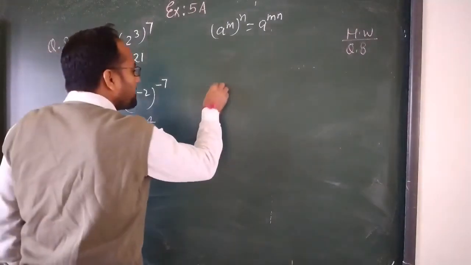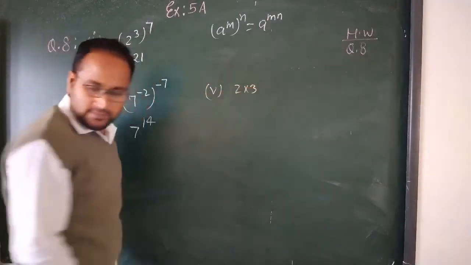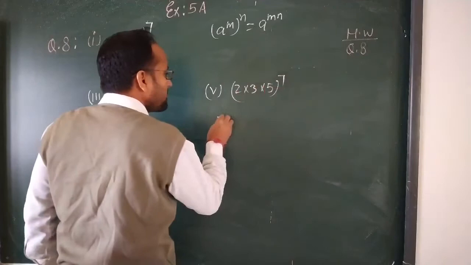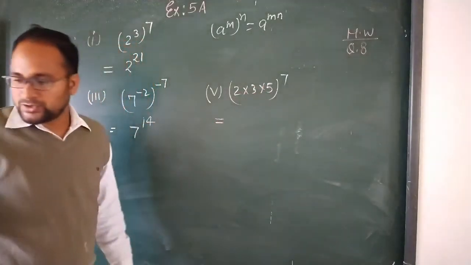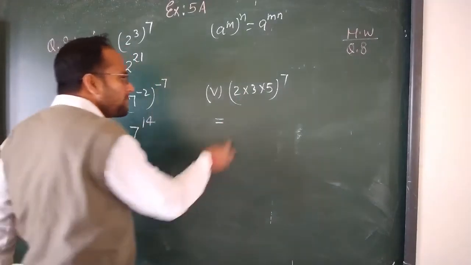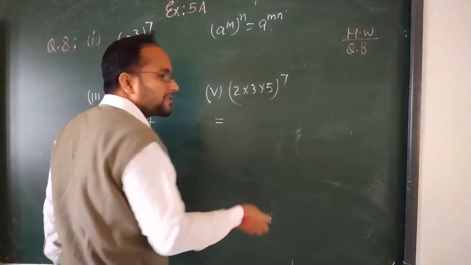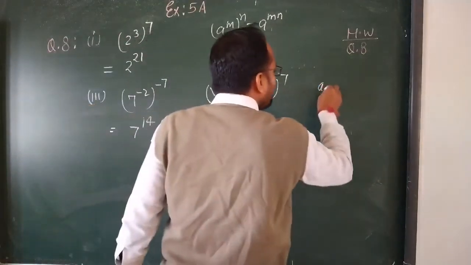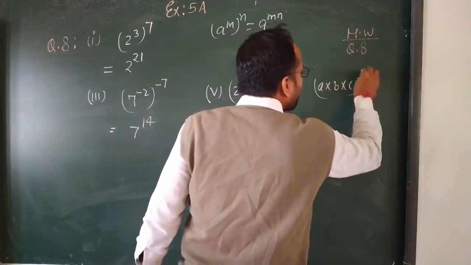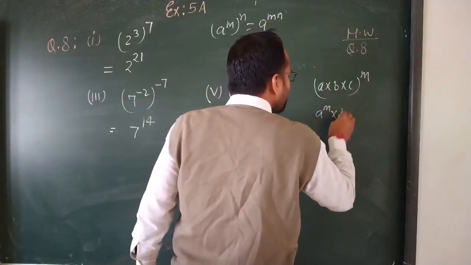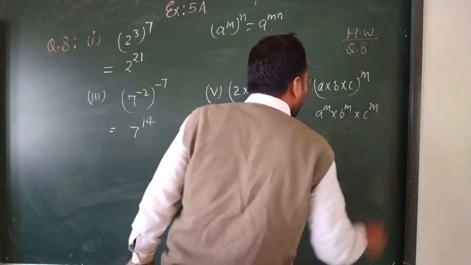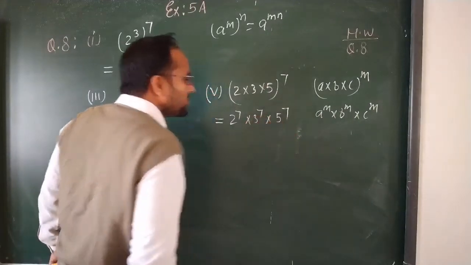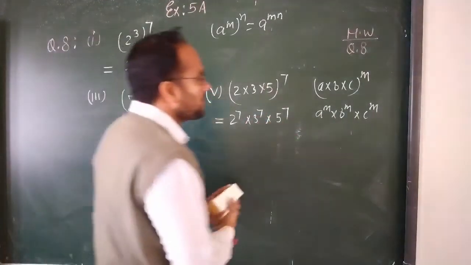And see this question number 5: 2 into 3 into 5 to the power 7. Because your question is asking you to write it as a power of prime numbers. If you multiply 2 times 3 is 6, 6 times 5 is 30. 30 is not a prime number. So you will write it in separate form: a into b into c to the power m, then you will write a to the power m into b to the power m into c to the power m. Same as this: 2 to the power 7, 3 to the power 7, and 5 to the power 7, students.